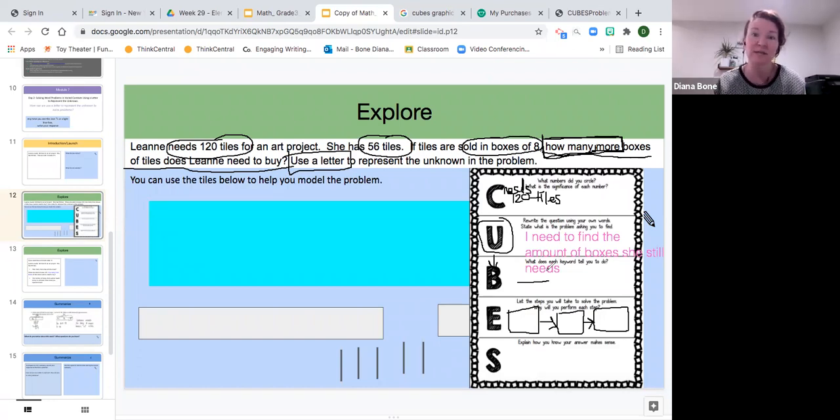So just a little tip: if you want to leave the S off at the beginning when you roll it out, just to get them used to the process and taking time to annotate and understand those problems.